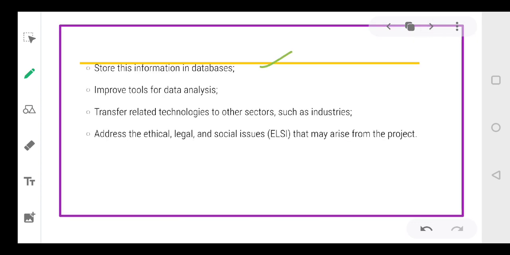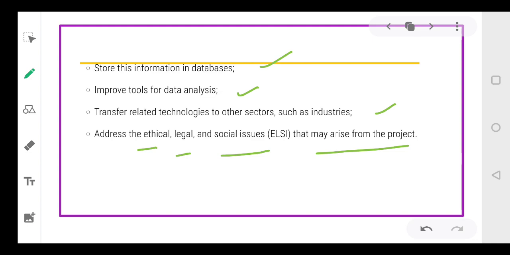Secondly, it will store this information in a database. In your computers there will be a specific database where this information will be stored. Thirdly, it will improve the tools for data analysis. If you have to compare the DNA of two different individuals, you will have sufficient technology and information so that it can be easily compared. Then it transfers the related technologies to other sectors such as industries. And the most important, it will address the ethical, legal and social issues that may arise from the project.